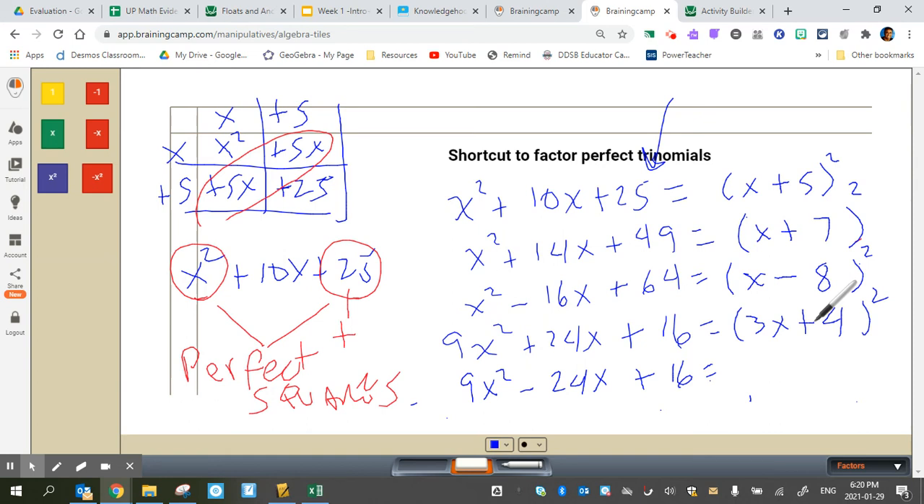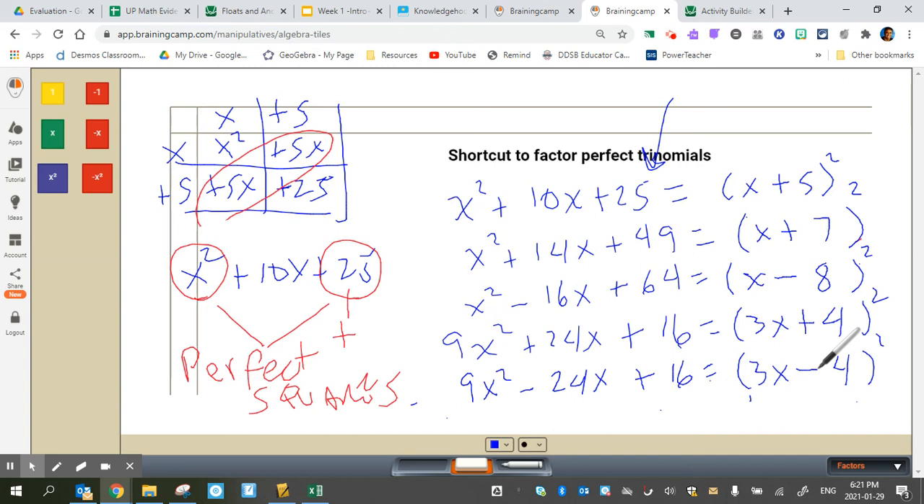Perfect. And look at the one underneath, our last example, which is very, very similar. The only difference here is this. My first term is also the square root of 9x squared, which is 3x. And then the last one is also 4. However, this time my middle term is negative. And that means that I need a negative here, because when I do the product of 3x times negative 4, I would get negative 12x. Double it would be negative 24.